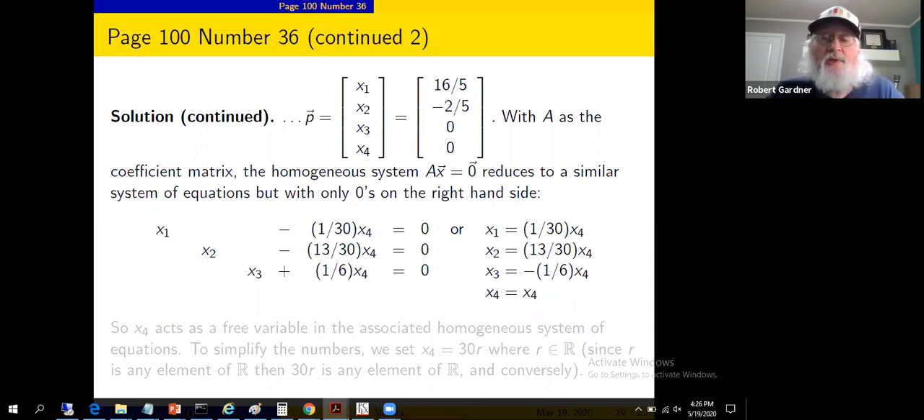All right. So we'll solve for x1, x2, x3, x4. Of course, x4 will be the free variable. We knew a free variable was coming. We're going to put it in the homogeneous part, though.